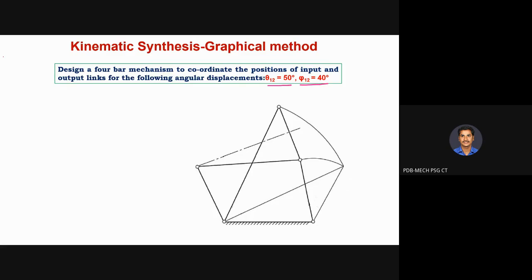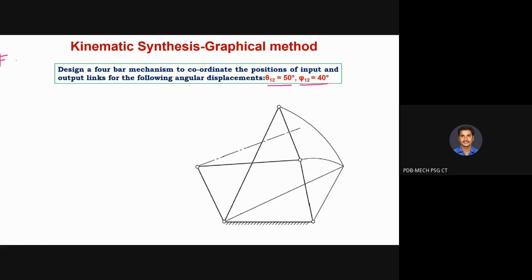So normally, unlike the Freudenstein equation, where you had a function like y equals f of x, or y equals log x, or y equals e power x, or sin x, they will not give anything like that here. Even though it is a function-based approach, this is a graphical approach. So no such functions will be given. With this data we need to find out the dimensions of the link.